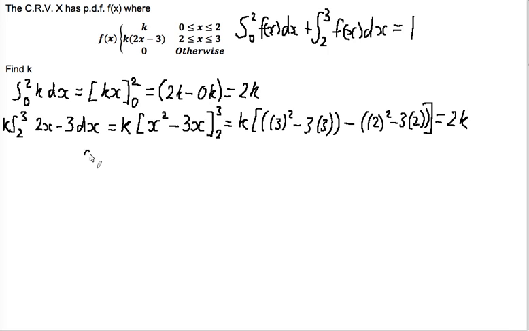So what we get is that 2k plus 2k, the values of the two integrals together, is equal to 1. In other words, 4k is equal to 1. When I divide both sides by 4 to solve the equation, I get k is equal to a quarter. And that is it. Hope you understood.